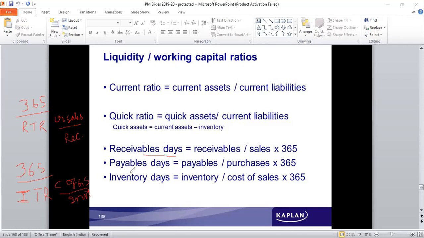Payables, on the other hand, is a liability. If the material is purchased from the suppliers on credit basis, how many days of credit period are they enjoying? How long can they delay the payment made to the supplier? So that is what is calculated.